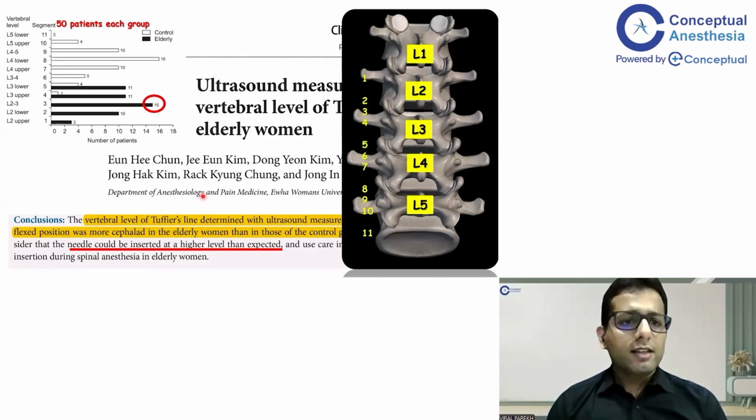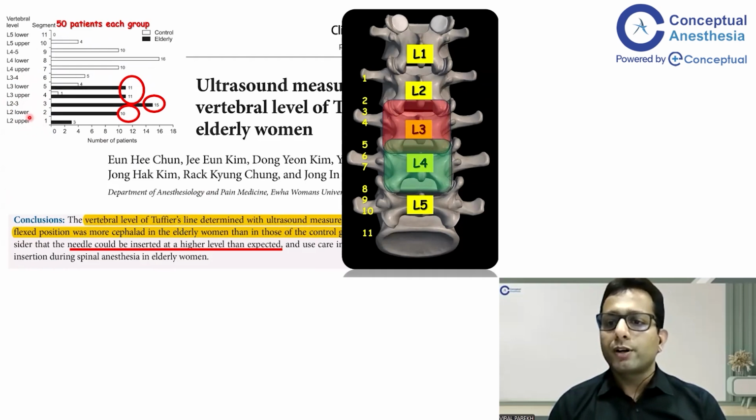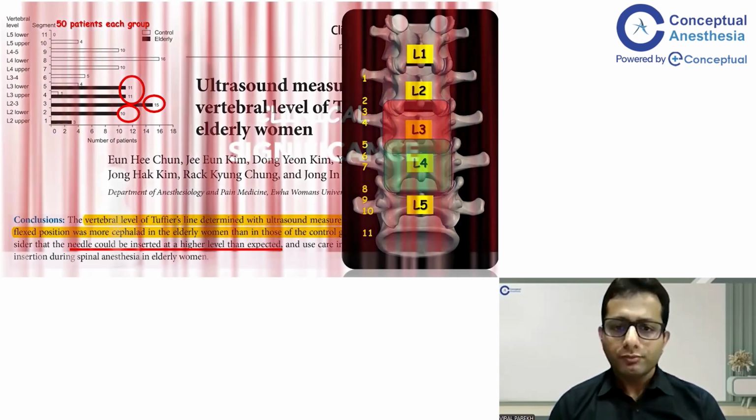And as we can see, in most of the patients, the Tuffier's line was at a higher level, like at the level of the L3 lower vertebral body, or at the level of L2-L3, or at the level of the L2 upper or lower vertebral body. So this was the red zone corresponding to the normal Tuffier's line.